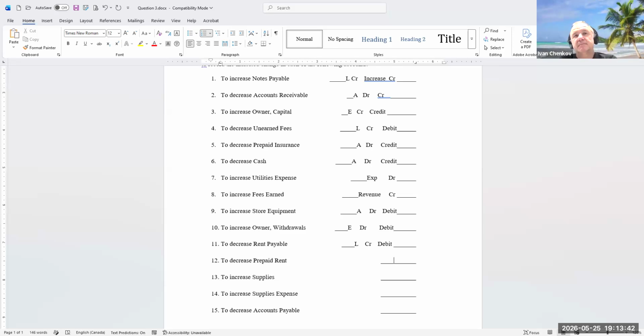Prepaid rent. We already have one prepaid account above. Now we know that's an asset account. Normal balance is debit. So if I want to decrease that prepaid rent, what do we have to do? Credit it. Same thing like we did before. Supplies.